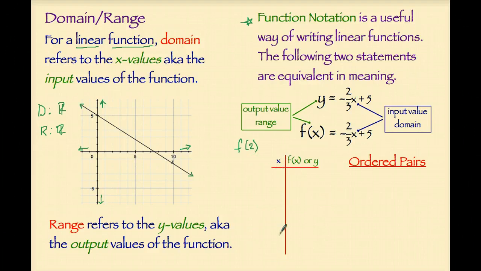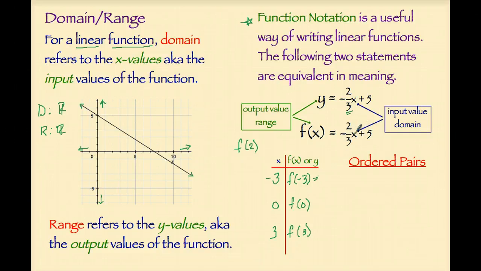Now let's use a few domain values, input values here, and generate some output values as well. I'm going to use multiples of 3 because each x value is multiplied by negative 2/3, and I just want to make this easy on myself. So let me put in negative 3, 0, and positive 3. When I put these three values in as input values, that actually means I'm asking for f of negative 3, f of 0, and f of positive 3. That means put those numbers into the function and get the output values.